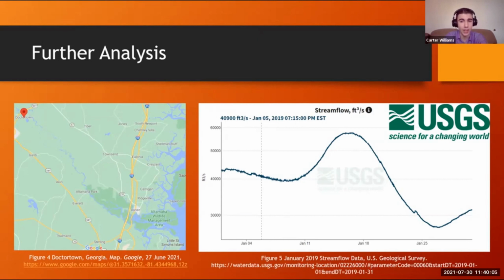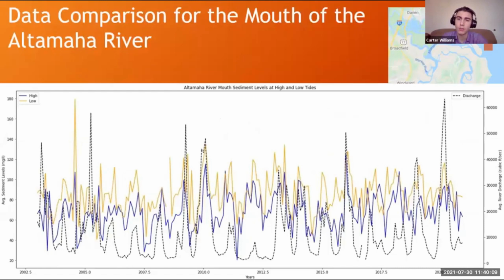So here's the chart of the average sediment levels per month since 2003. The average for high tide is the blue line, the average for low tide is the orange line, and the average for the river stream flow is the dotted black line. As we can see, there are a lot of correlations between the river discharge and the sediment levels. You can see one right at 2016, there's one at 2020, there's a big one right around 2010, and another one around 2009. So a lot of correlations can be seen.